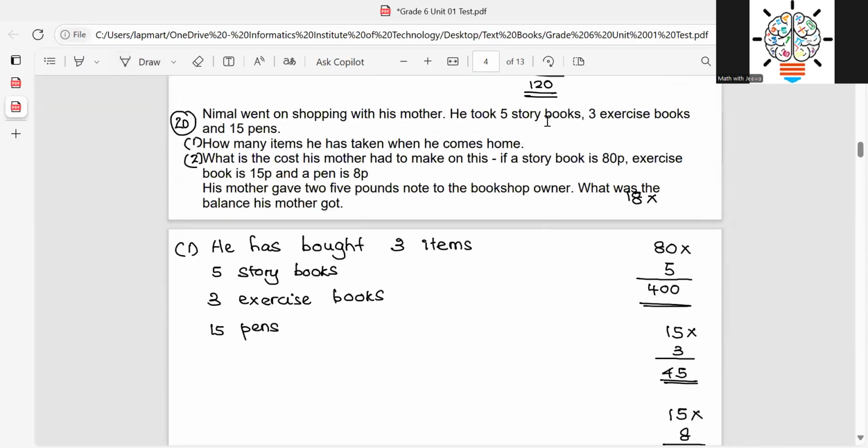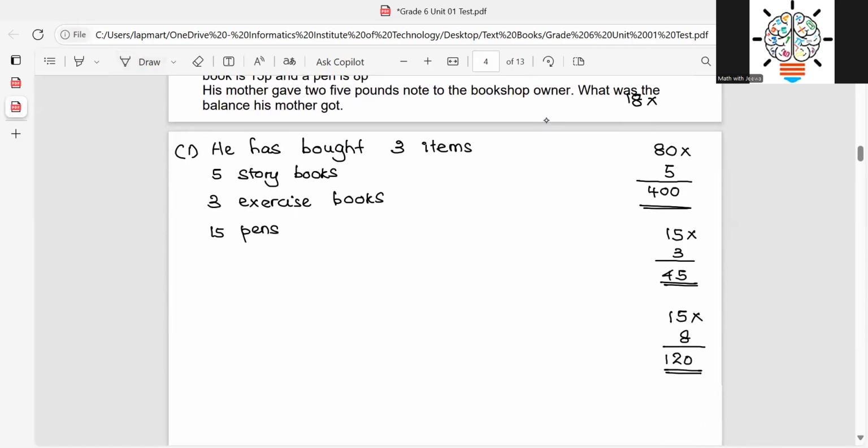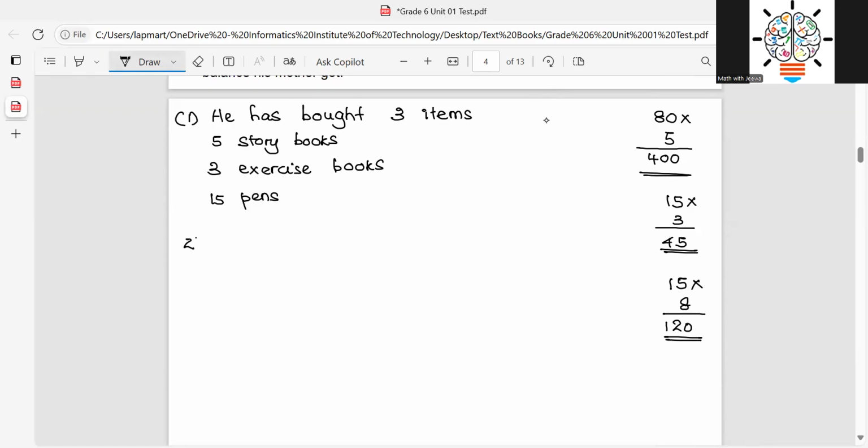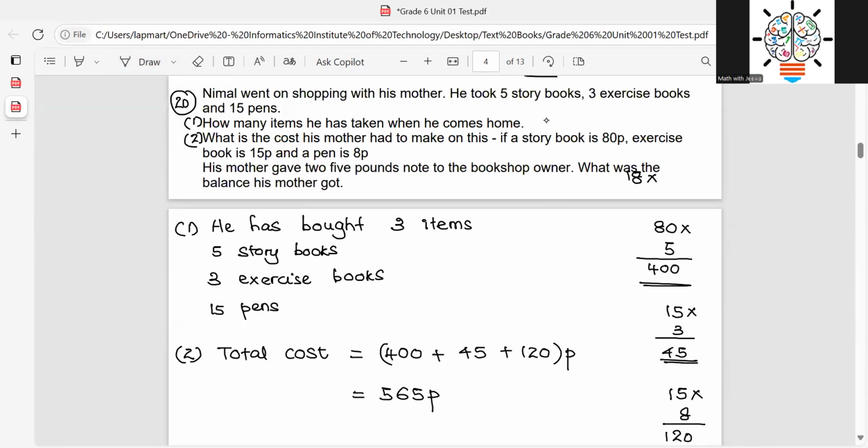So what do they ask, what is the cost? The total cost. So then the second part, right? So total cost will be 400 plus 45 plus 120 pence, right? So you add the 400, 45 and 120. It gives me 565 pence. That is the total cost, right?